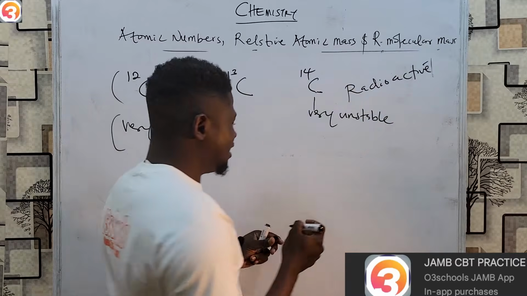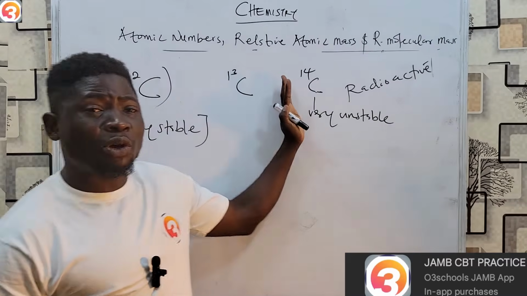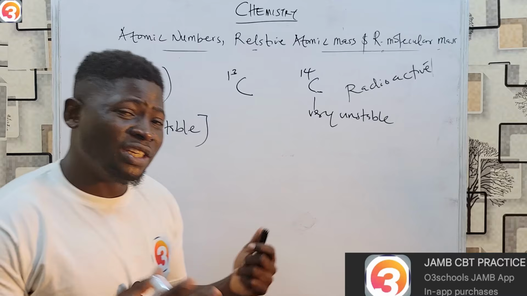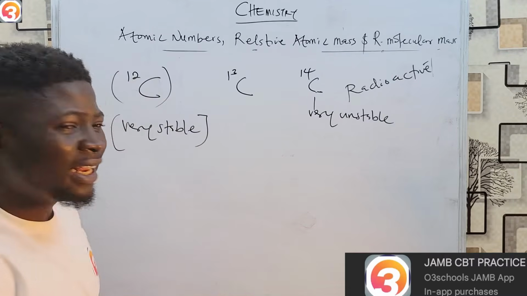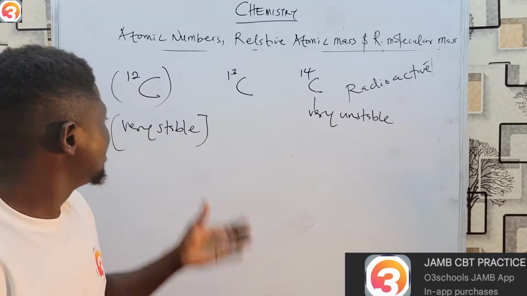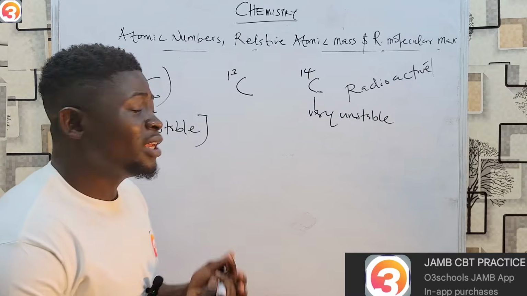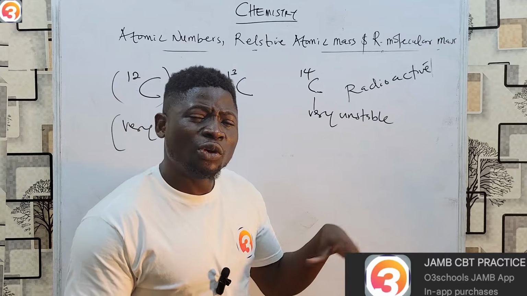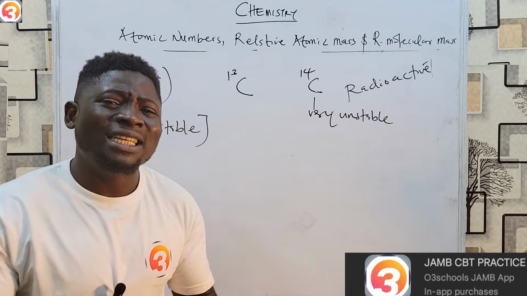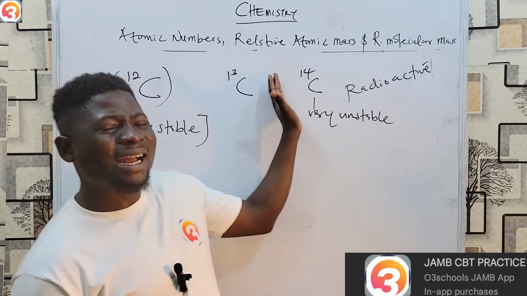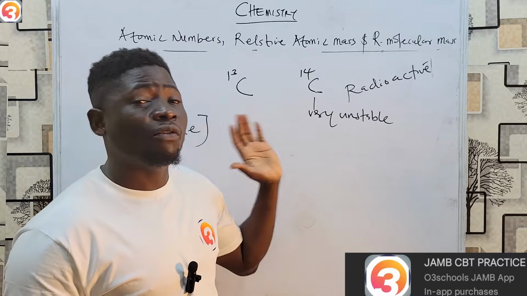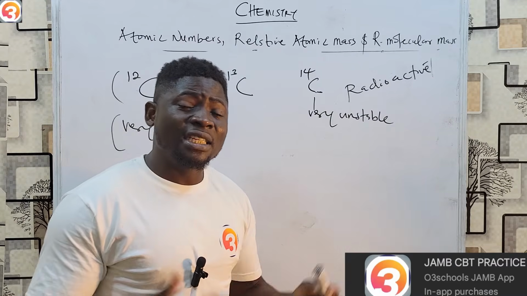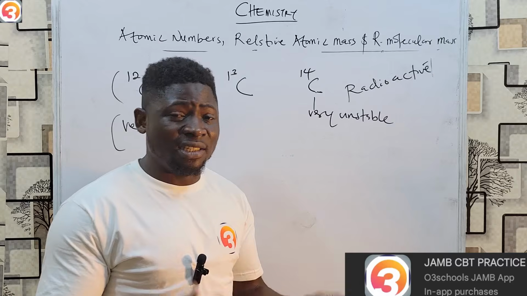It is radioactive. And of course, this one also has its uses. So you can have a JAMB question that asks which of the following isotopes of carbon is very stable, or which of the following isotopes of carbon is stable, or which of the following isotopes of carbon is radioactive. Of course, the radioactive isotope of carbon is carbon 14, and it has its usefulness. It is very, very useful to researchers and scientists.